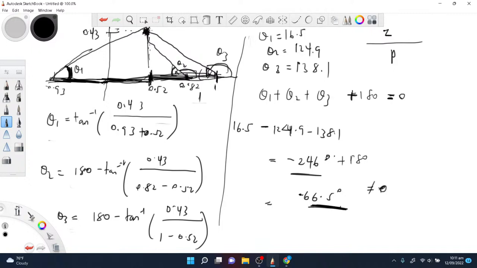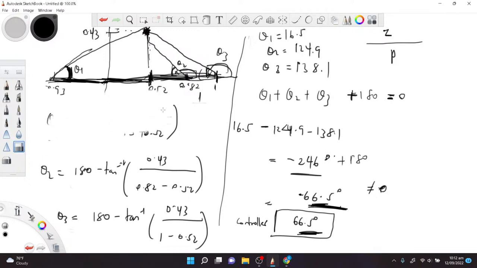If this point was passing through the root locus, then when I find the angular contributions to it, it should give me 0. But because we are not getting 0 here, we want the compensator to produce an angle to nullify this effect. So we want the controller to produce an angle of 66.5 degrees, so that the controller angle plus this angle here should give me 0. I hope it makes sense.